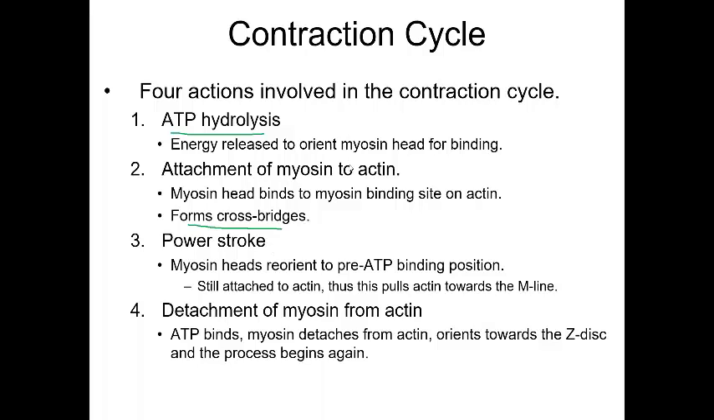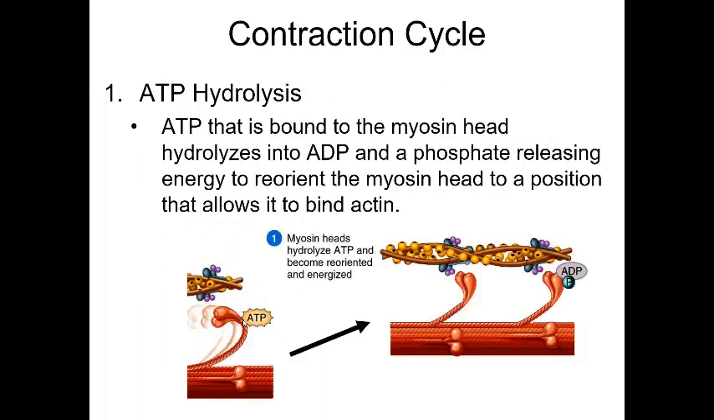The next step is detachment of actin from myosin. Again, the ATP binds, it's an active process. And the golf club shaped head has to detach from the actin, and the process begins again. And then you have another power stroke, and that happens until the muscle is ready to relax. So let's look at the ATP hydrolysis. So an ATP molecule is used up. You have these 2 golf club shaped heads.